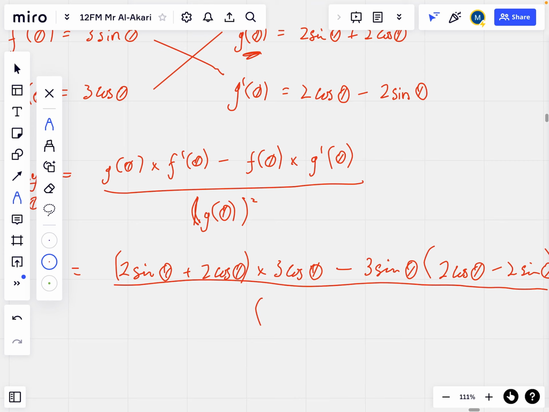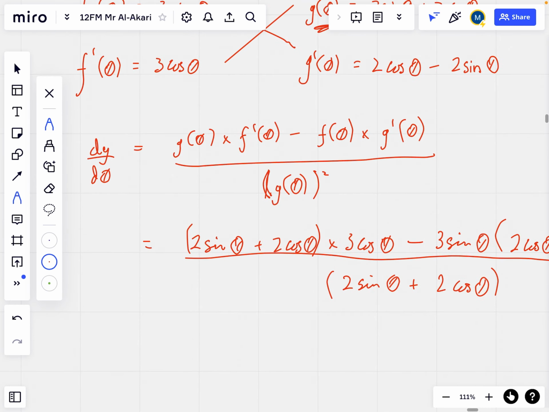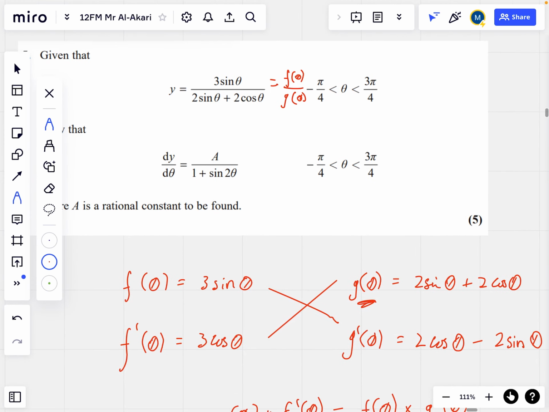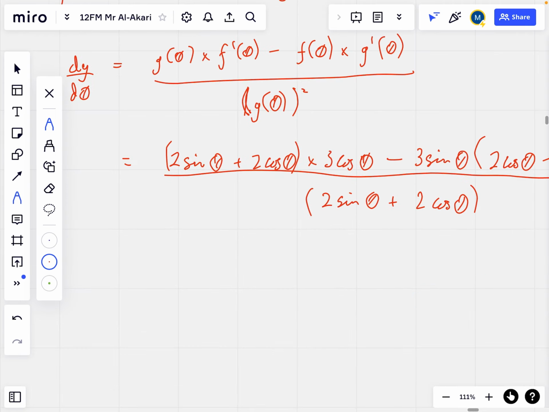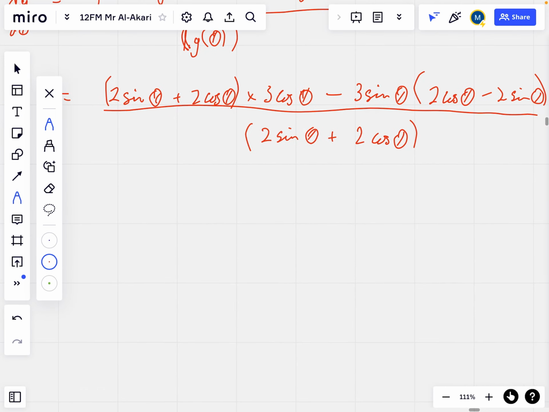I'm not sure if you guys noticed, but I think already I can see stuff that can cancel out nicely. But let's continue with the question. We definitely don't want to keep it in this form, especially since they tell us dy d theta is equal to a over 1 plus sine 2 theta, and we need to find what a is. So let's multiply things out and see if anything nice happens.